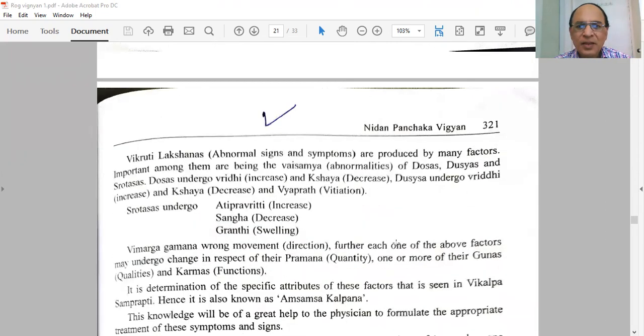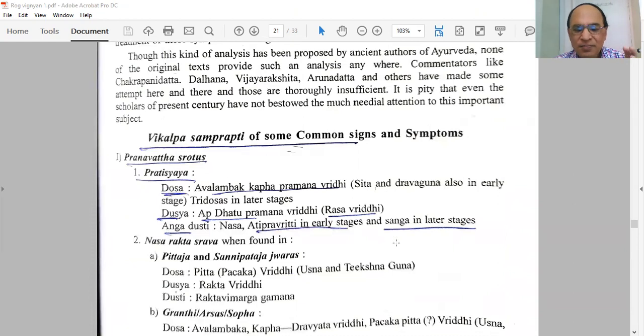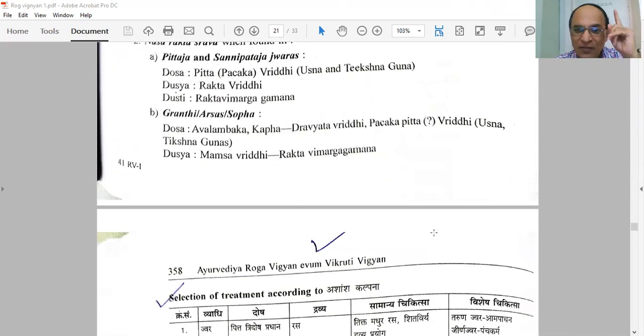Next, we will go further. Nidana Panchaka Vigyan. Here you can see Vikalpa Samprapti. How nicely he has explained. One example, Pratishchaya. What is the dosha? Avalambakaf Pramana Vriddhi. Simple. Then Dushya Apadhatu Pramana Vriddhi, that is Rasa Vriddhi. Then Angadushti, that is Nasa, Ati Pravrutti in the early stage in the cold, and Sanga, obstruction. Our nasal passages get blocked in the later stage. So this is called Vikalpa Samprapti. So many diseases he has explained for explaining the Vikalpa Samprapti. That's why the size of the book is a little bit more. That's why I'm saying it is not only a textbook, it is a reference book.